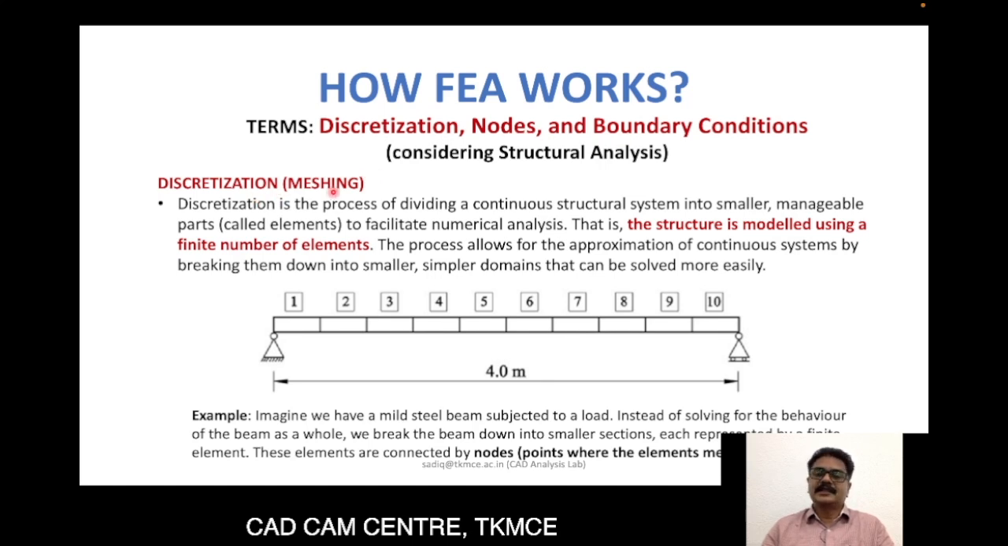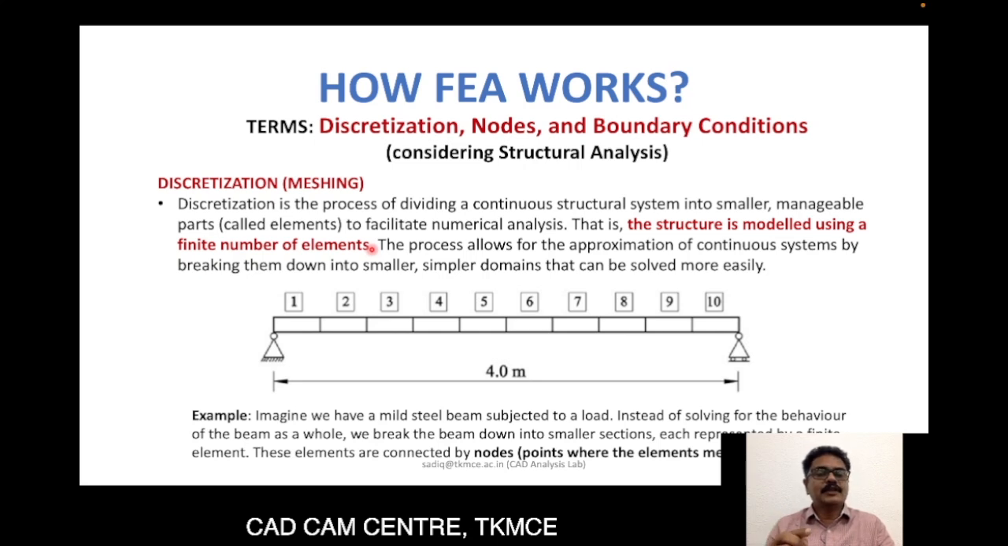What is discretization? It is a process of dividing a continuous structural system. We have taken an example of a structural system only now, but this is applicable for all the examples that we take. So dividing a continuous structural system into a smaller, manageable number of parts, called elements, to facilitate numerical analysis. That is, we can say that the structure is modeled using a finite number of elements. Finite number of finite elements, right? Finite means we have a countable number. Another meaning of finite is small element, right? And we use the same element to discretize the entire area.